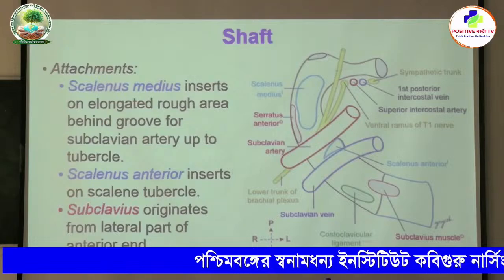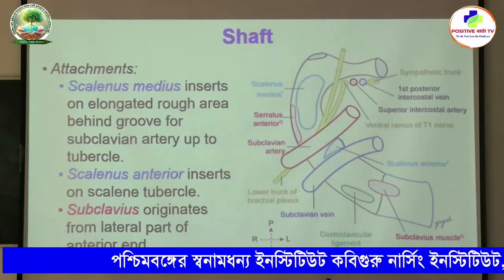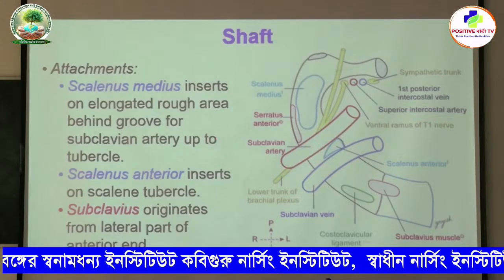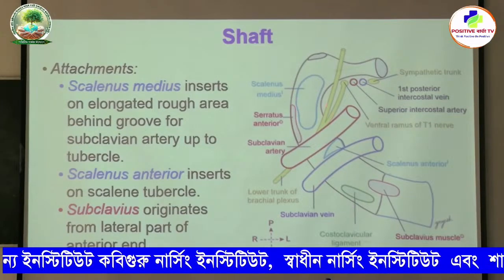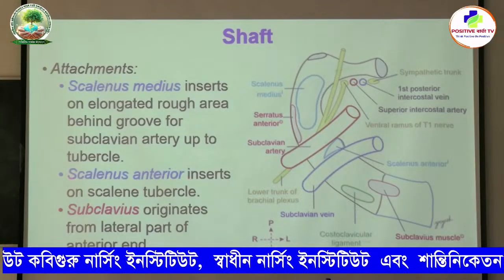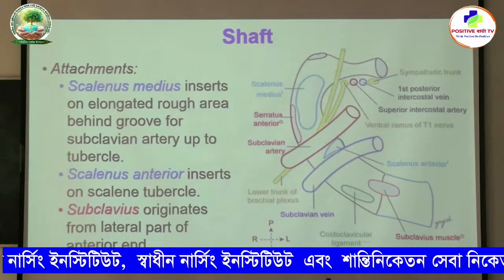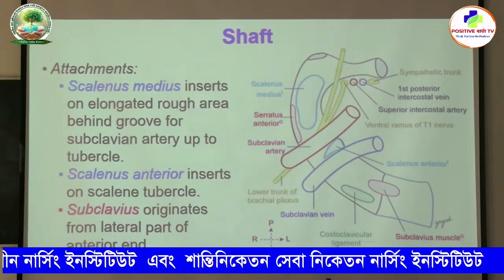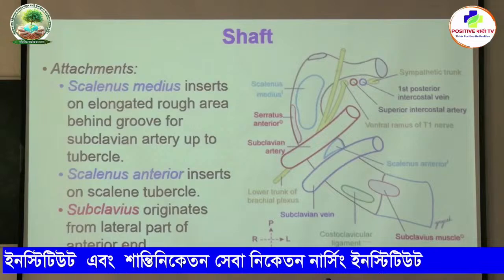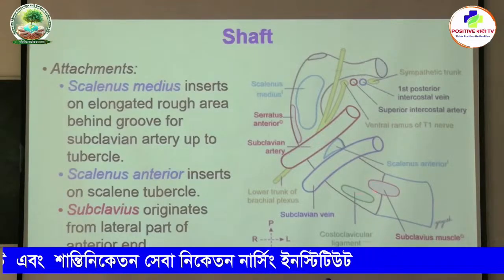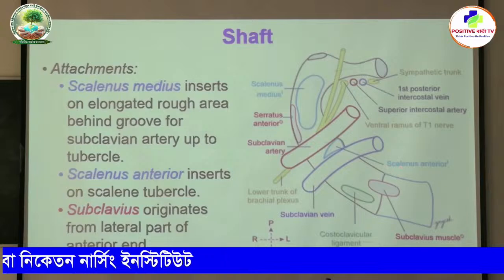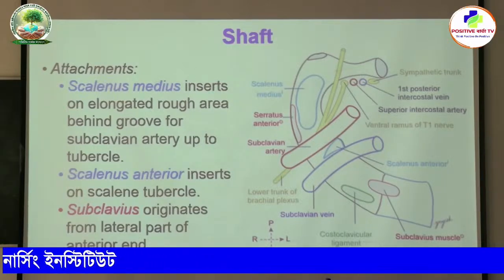Now go to the attachments. Scalenus medius inserts on the elongated rough area behind the groove for the subclavian artery up to the tubercle. So this is the insertion of scalenus medius. Scalenus anterior inserts on the scalene tubercle. Here is the scalenus anterior. And subclavius originates from the lateral part of the anterior end. Here, the subclavius muscle is originating from the first costochondral junction, at the junction between the anterior end and the costal cartilage of the first rib. Okay, understood?